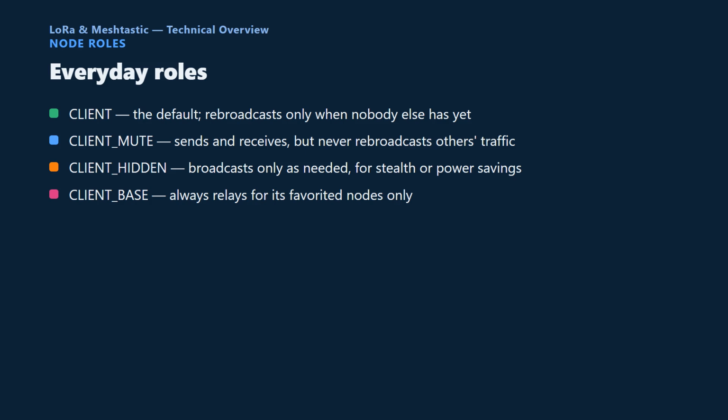Client mute sends and receives its own traffic, but never rebroadcasts anyone else's, which suits a handheld sitting near a strong node. Client hidden broadcasts only as needed for stealth or power savings. And client base is a personal base station. It always rebroadcasts for its favorited nodes and behaves like a normal client for everything else.